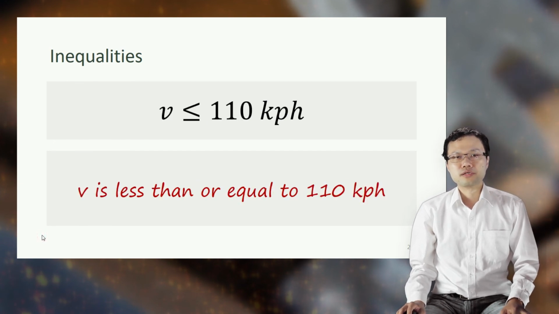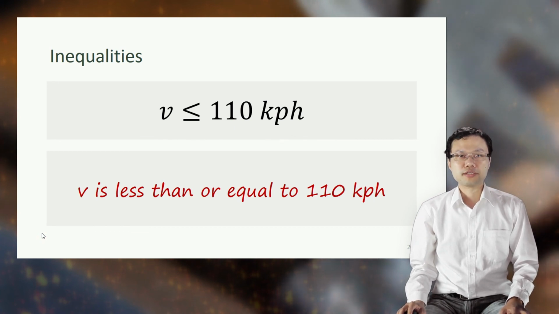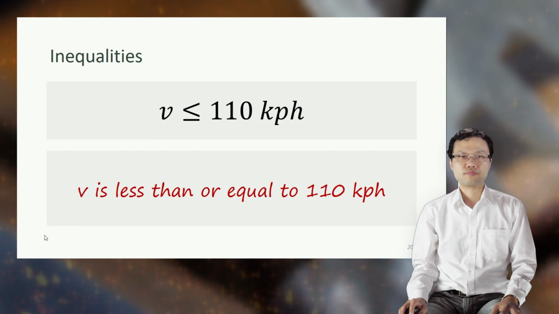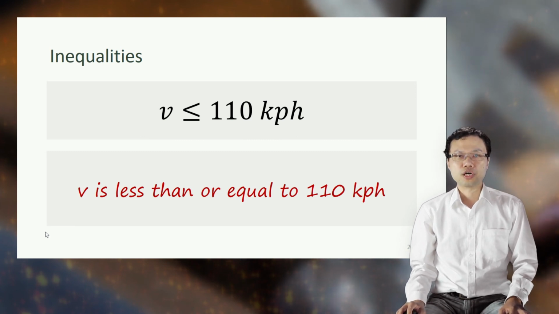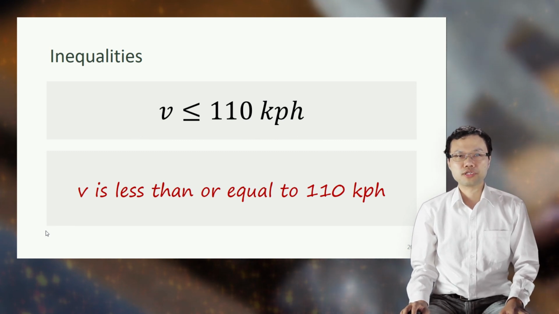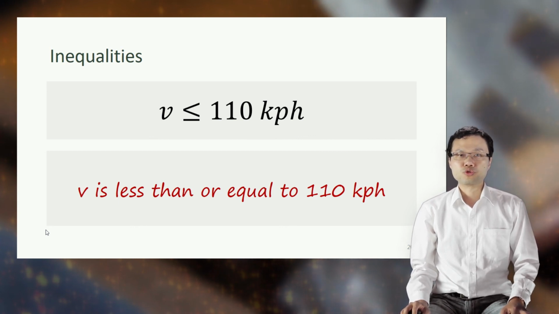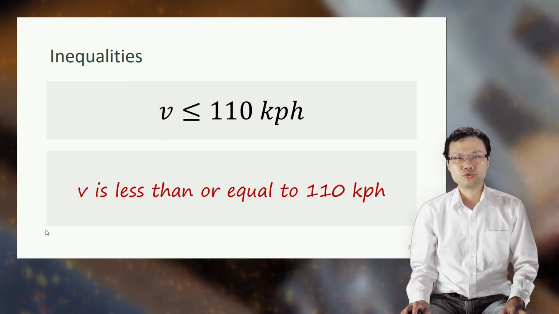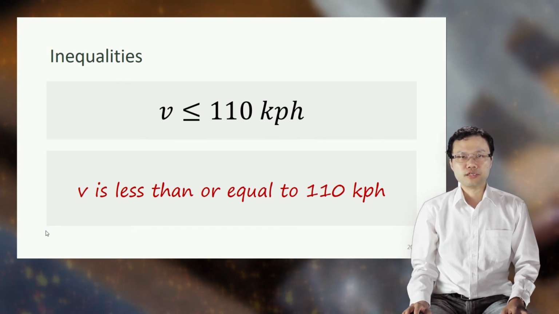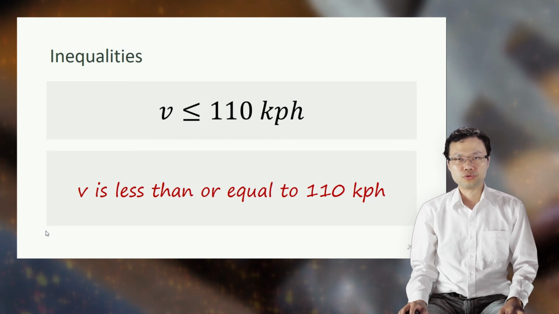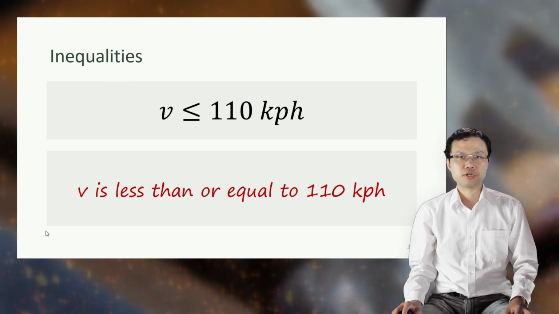For example, the speed limit of our motorways is 110 kilometers per hour. It is illegal to drive faster than 110 kilometers per hour there. So your driving speed V must be either less than or equal to 110 kilometers per hour. We call this mathematical relation V is less than or equal to 110 kilometers per hour.